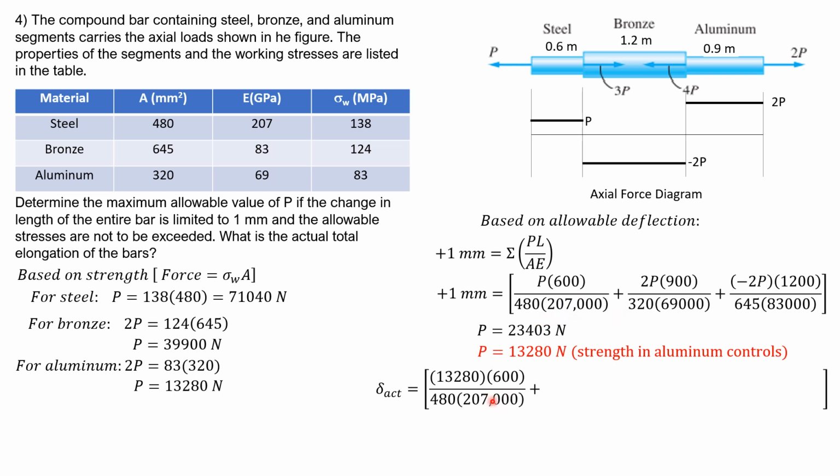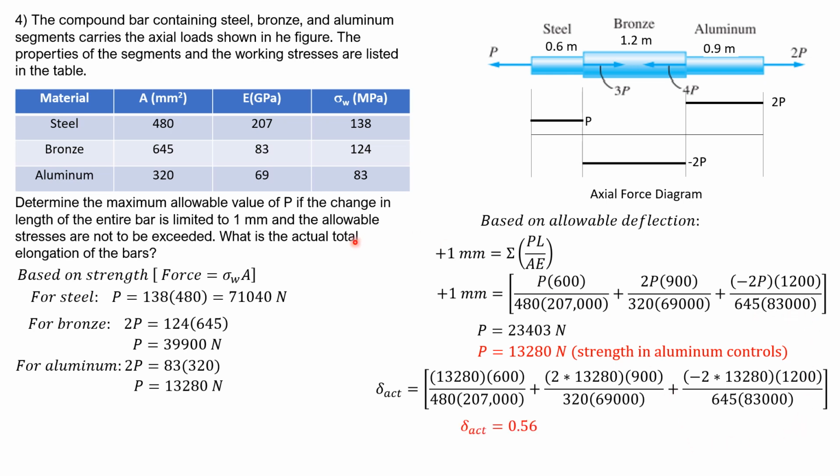times 207,000, then plus 2 times 13,280 times 900 over quantity 320 times 69,000, then plus negative 2 times 13,280 times 1,200 over quantity 645 times 83,000. So solving for the actual deflection, it is 0.567 mm, which is less than 1 mm as expected.